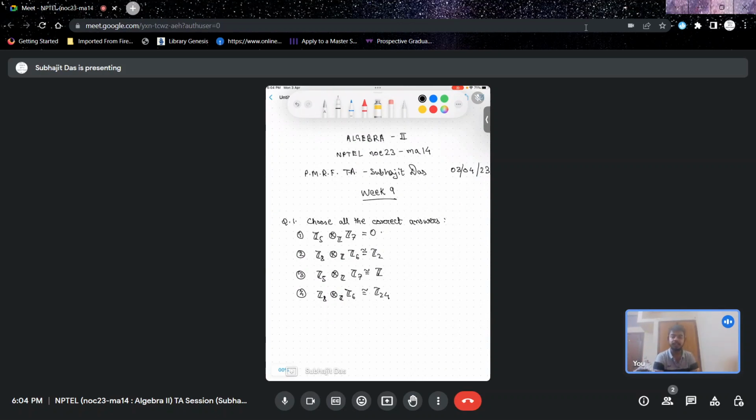As we do every week, we will be solving problems based on the content of this week. This week you have studied tensor products of modules over a ring. A tensor product is an operation on the category of all modules over a ring. You take a module M over a ring R and a module N over R, then you can take their tensor product, M tensored over R with N, which is also an R module, provided the ring R is commutative.